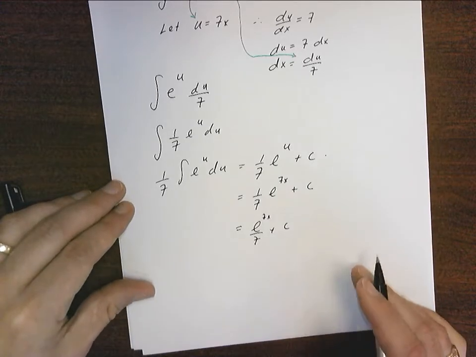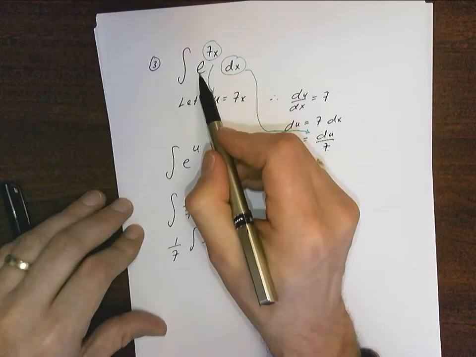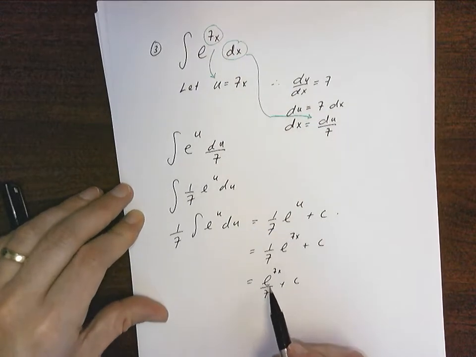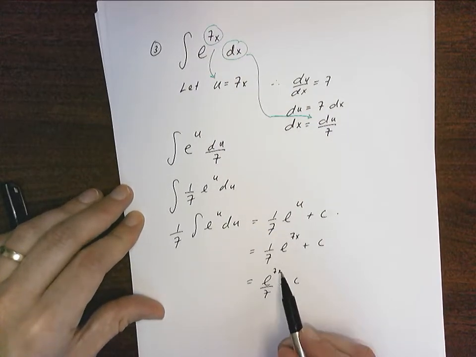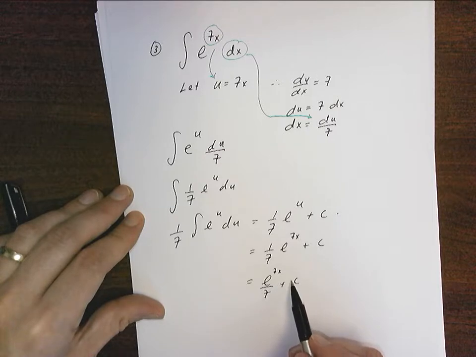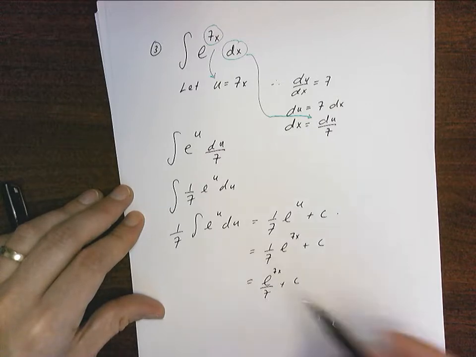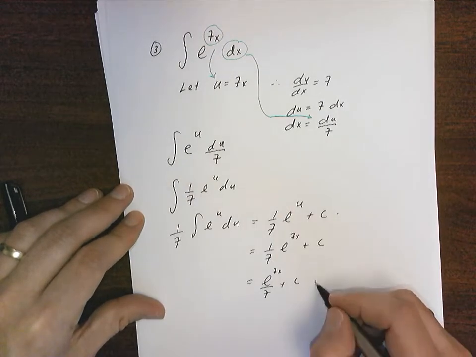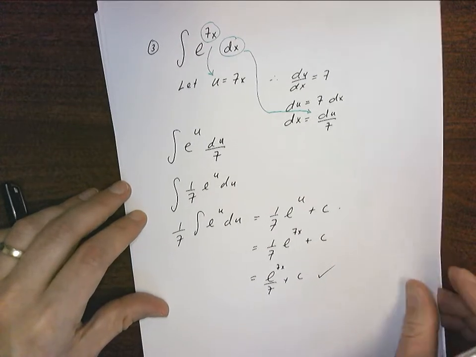Let's see if it works. If it does, then this derivative should take me back to e to the 7x. Taking the derivative of e to the 7x is e to the 7x times 7. The 7 on top and the 7 on bottom reduce. I'm back to where I started. It works. Yay! Number 4.